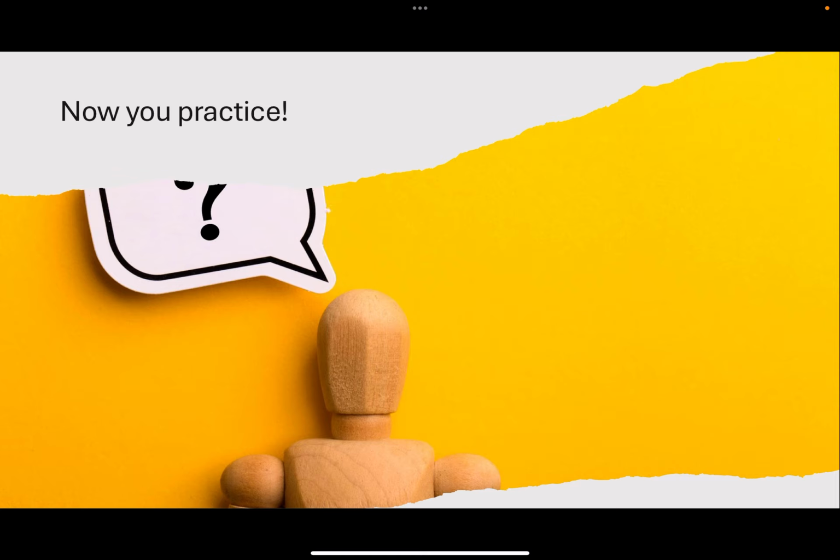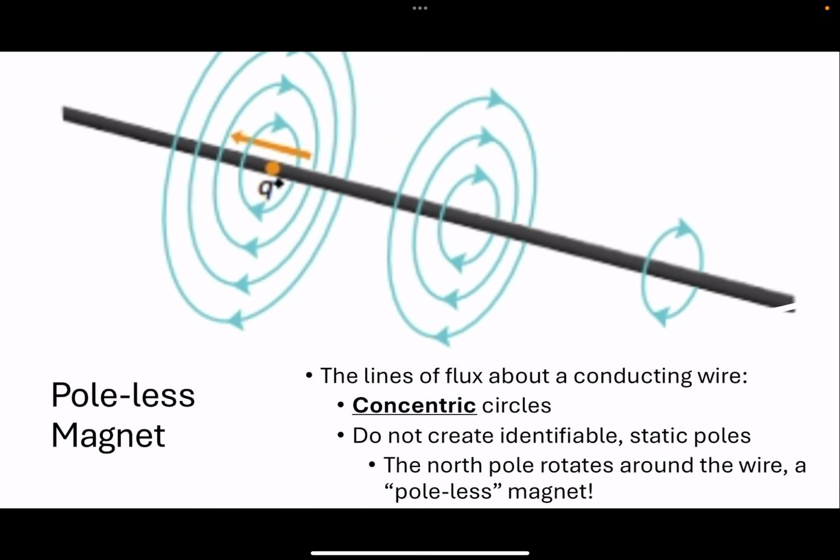Welcome back. I'm assuming you went and did your practice. I would love to hear how it goes. So maybe write a little note in your margin about deep thoughts, concerns, because I'm very interested. All right. So let's talk about more poleless magnets, right?